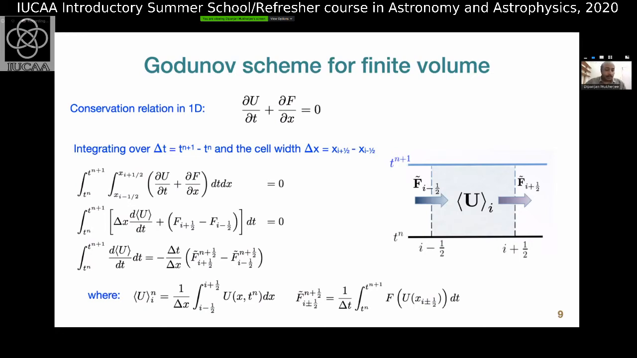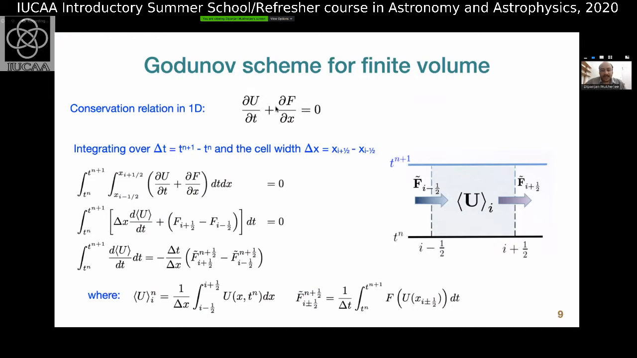So this might get a bit technical, and let's see. So this is the conservation equation in 1 dimension, as I had showed you. I had showed you the previous case of 3 dimensions, but for simplicity, let's take 1D.